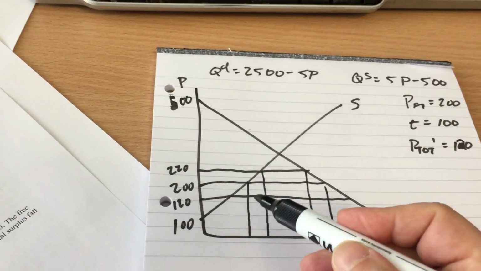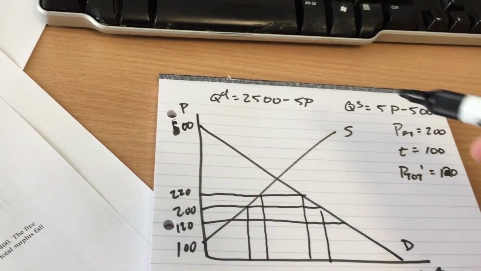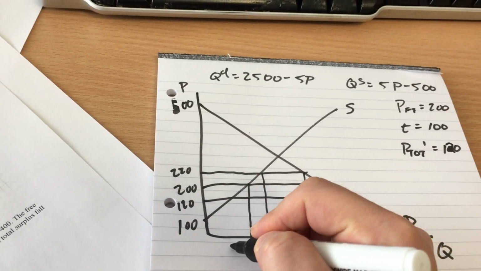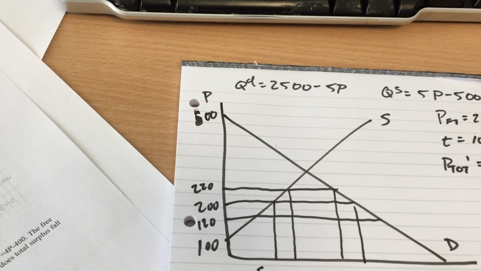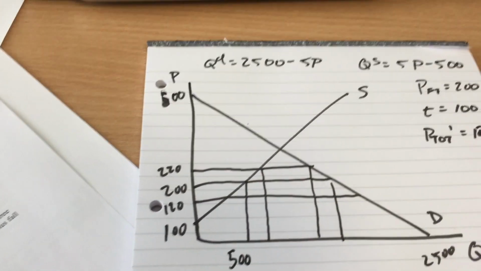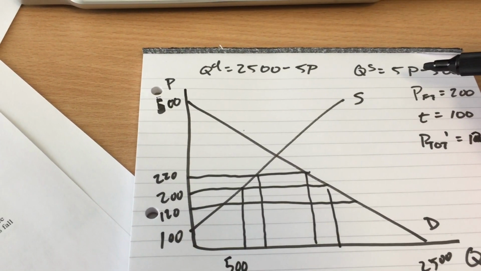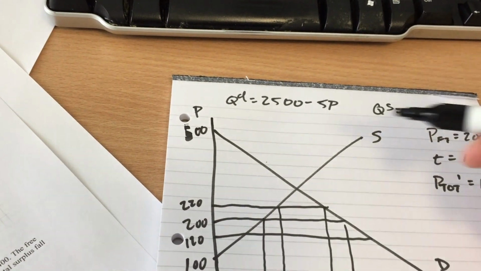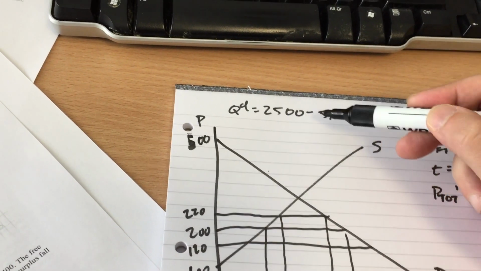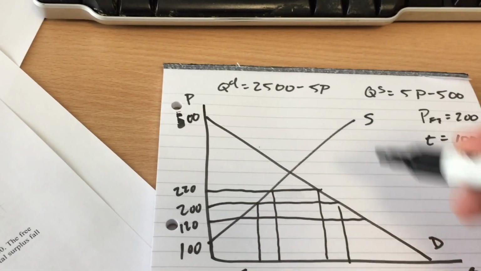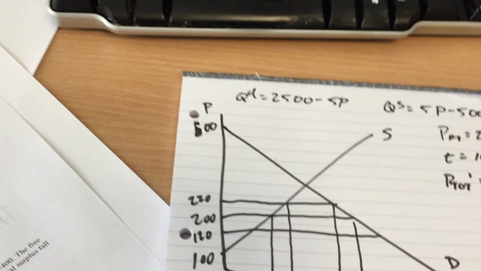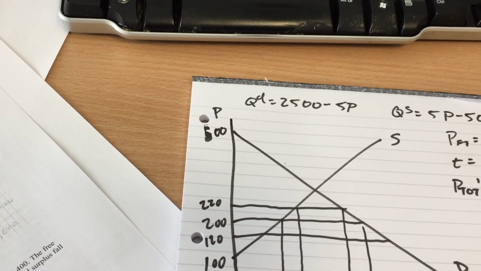Well, if we start off in free trade, the price is 200. 2,500 minus 5 times 200 is consumption of 500. Under free trade, the price is 200. 5 times 200 is 1,000 minus 500. Oh, that's what I just said, sorry. Over here, demand, 2,500 minus 5 times the 200 is 1,500 is the imports. Okay, so that's where we start off.